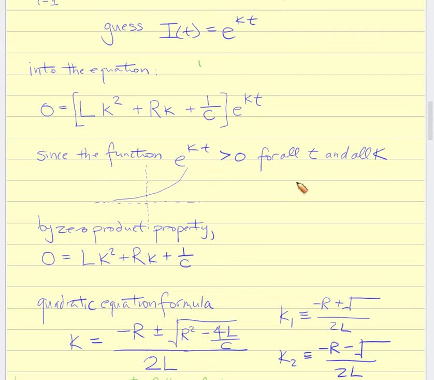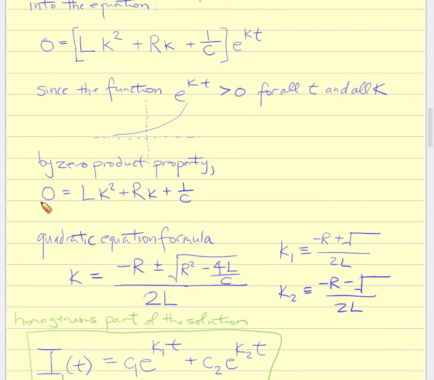And we have something else to notice, something to say about this: the function e to the kt is always a positive function. For any t that we choose or any constant k that we pick, this function graphed here is never zero. So when we have this function times something else equal to zero, by the zero product property one of these has to equal zero. Well, it can't be e to the kt, so it's got to be all this other stuff. We can state 0 equals L k squared plus RK plus 1 over C.